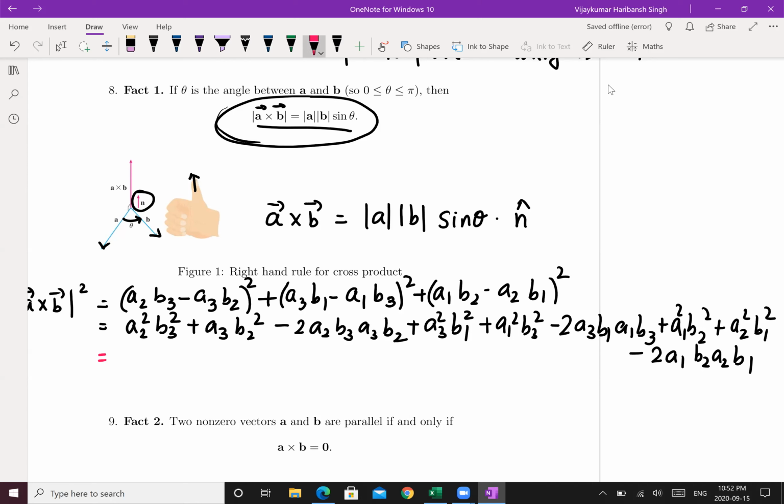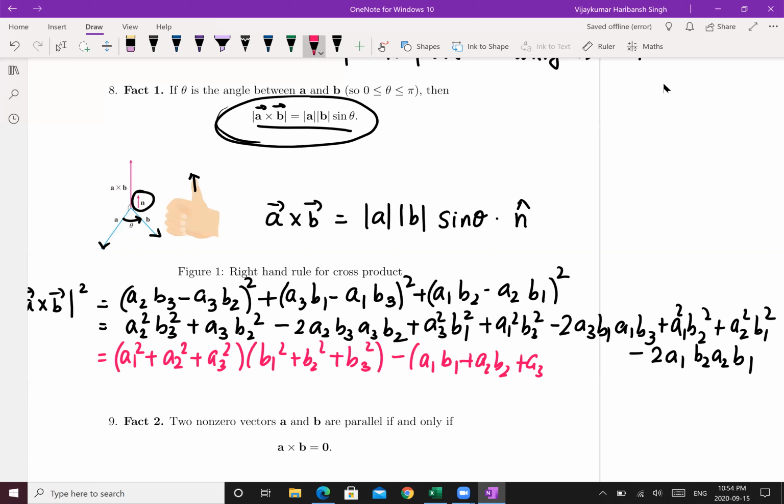so you have to do a little bit of work. You will see that this can be written as a1 square plus a2 square plus a3 square times b1 square plus b2 square plus b3 square minus 2, so minus a1 b1 plus a2 b2 plus a3 b3 the whole square. Okay, so you have to do that simplification. So this is simply length of a square times length of b square minus inner product, so dot product of a and b the whole square, so vectors.